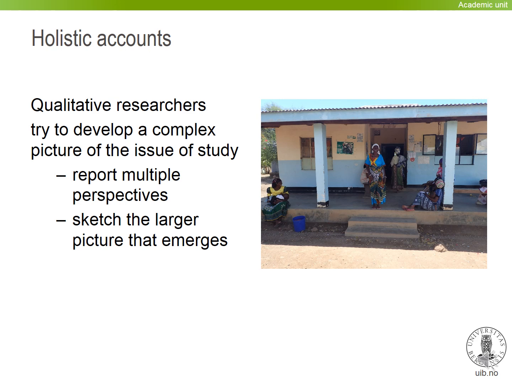Qualitative researchers try to develop a complex picture of the issue of study. We're talking about holistic accounts. Although purely holistic accounts are impossible, we cannot document everything. But we try to report multiple perspectives of a particular phenomenon, for example, by using different study participants or by using different methods. We try to sketch the larger picture that emerges of a particular phenomenon. We're looking for patterns.